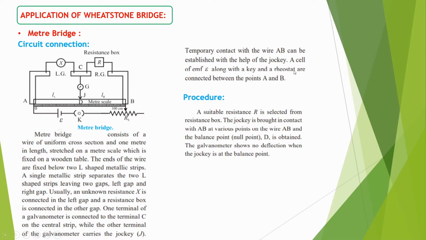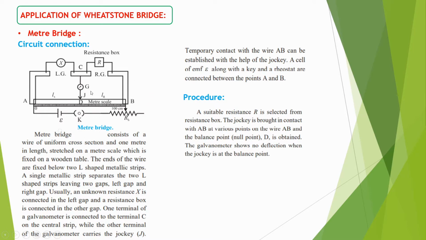A cell of EMF E along with a key and a rheostat are connected between the points A and B. So this is the EMF E, key K and rheostat RH. These are connected across the points A and B. So that is the explanation for the circuit connection.